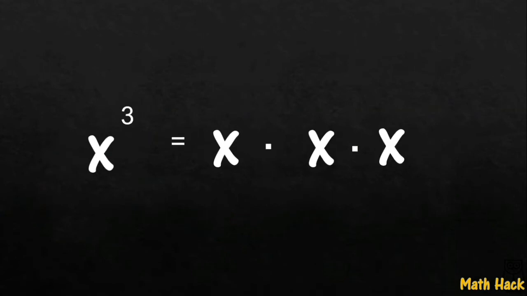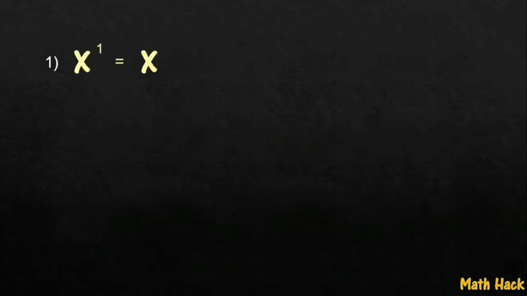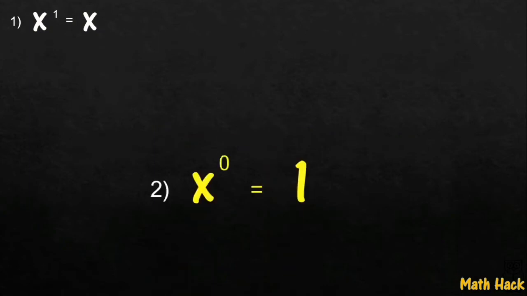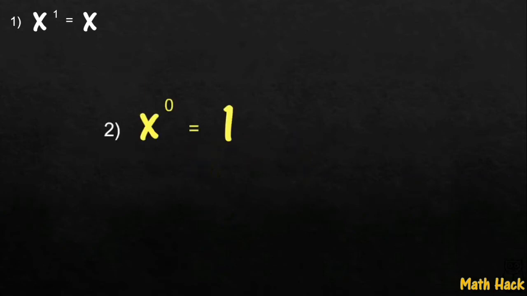Pag-usapan natin ang unang law of exponent. Kapag ang exponent ay 1, kokopyahin lamang ang base. Kagaya nito, x raised to 1, ito ay equal lamang sa x. Pangalawa, kapag ang exponent ay 0, ito ay palaging equal sa 1. Gaya ng example natin, x raised to the power of 0 equals 1.